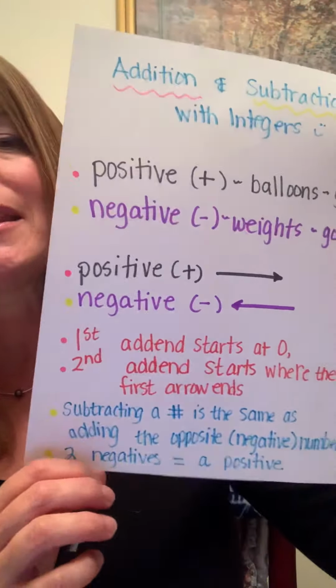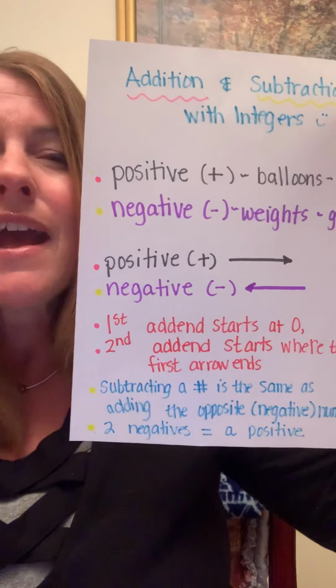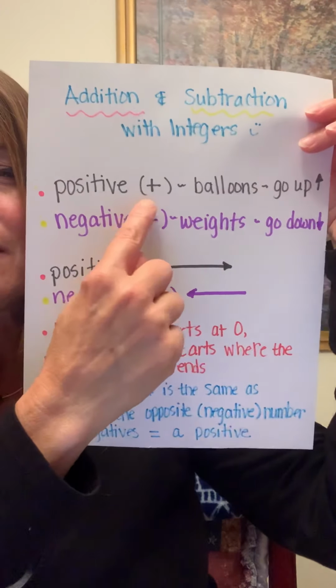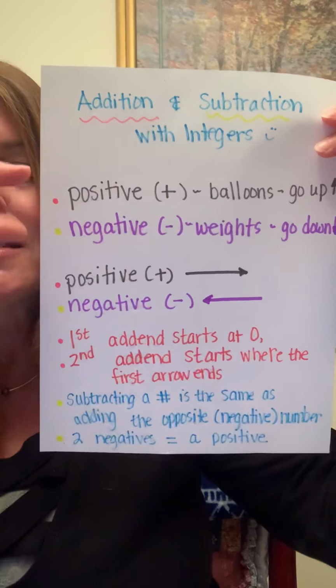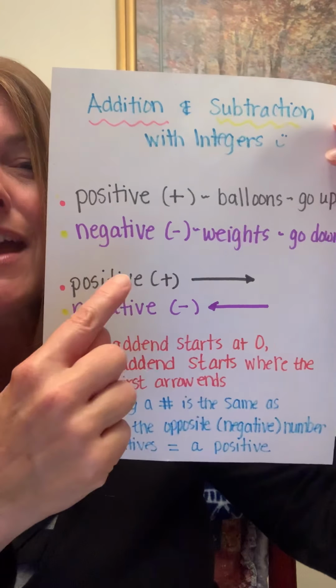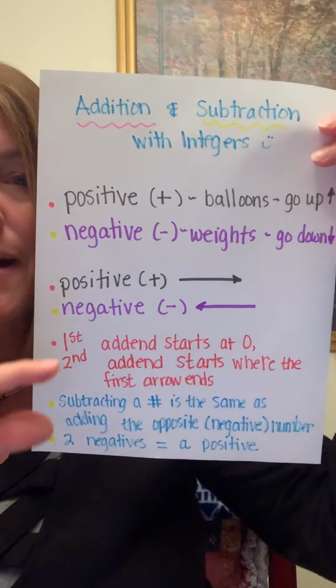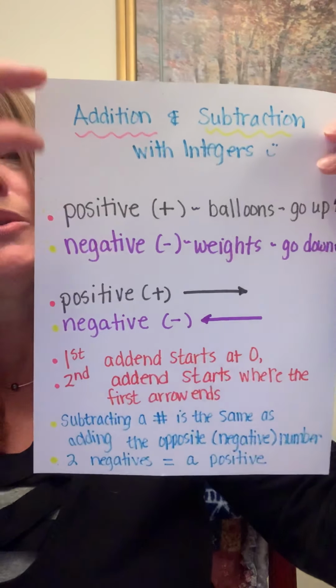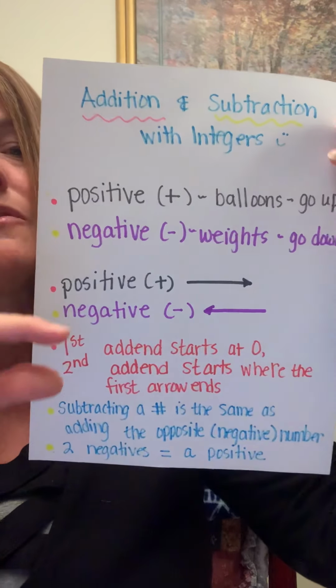And when you're doing this, you're going to see the little ship. And when you have a positive number, that's the balloons, it's going to go up. So when you have the negative, that's the weights, it's going to go down. All right, so the balloons, the positives, go up and the negative goes down.